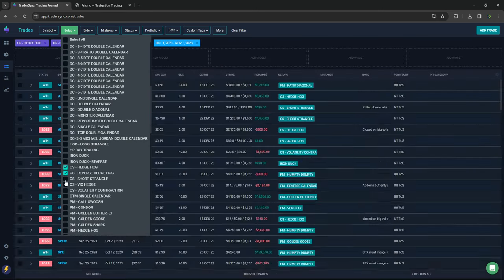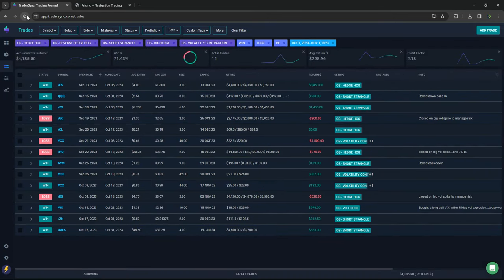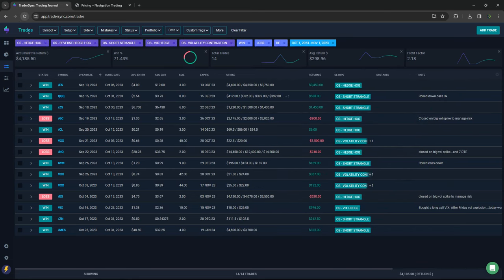Option selling strategies. Had a nice month here. So a little over 4,000 on the option selling strategies. Had a nice winner on a hedgehog for 3,400 in ES. $1,400 winner on a short strangle in soybeans. Minus 1,500 on a VXX trade. And then the others are plus or minus less than 1,000.